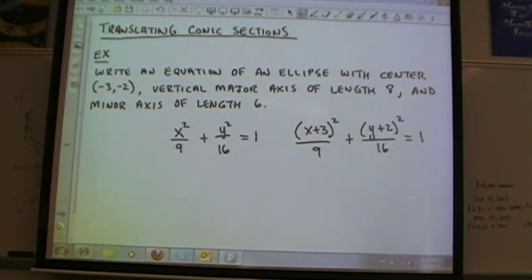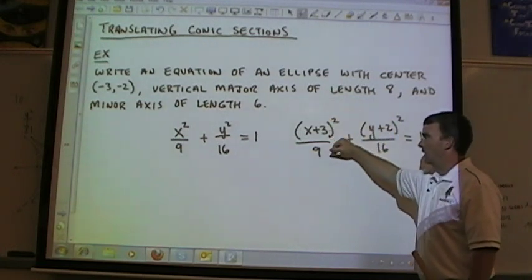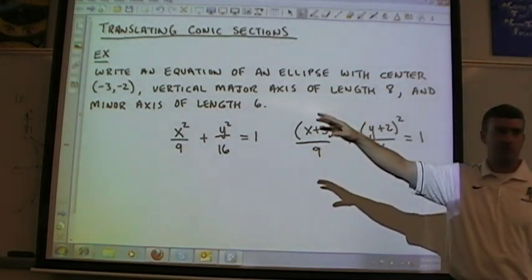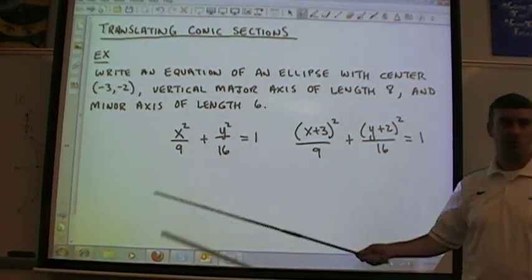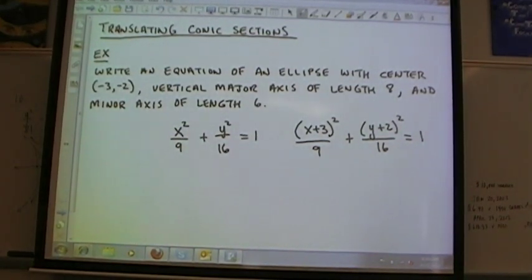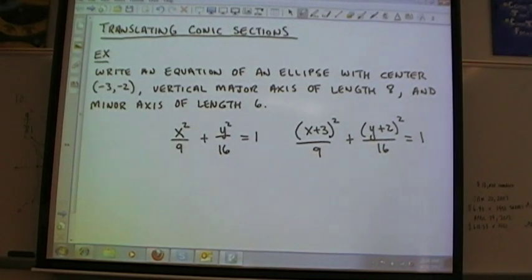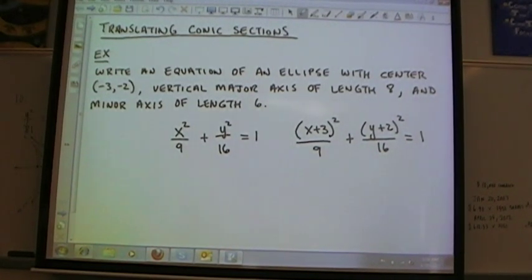Yeah, that doesn't change. The only reason this is new right now is because we've been dealing with center of 0, 0. So you were used to this when your center didn't move from the origin. But now it is moving from the origin. You graph it the same way. Let's go ahead and graph it real quick.